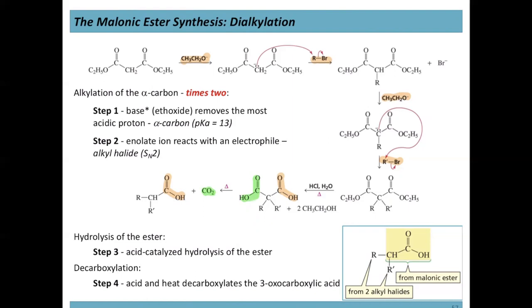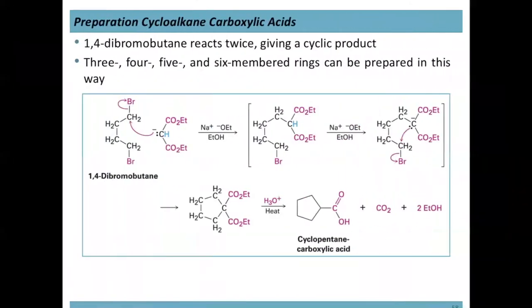So if you ever see a question asking you to synthesize a molecule that has this acetic acid and it has R groups on there, that is accomplished through the malonic ester synthesis. As I mentioned, you don't have to use malonic esters. You can actually use other molecules.